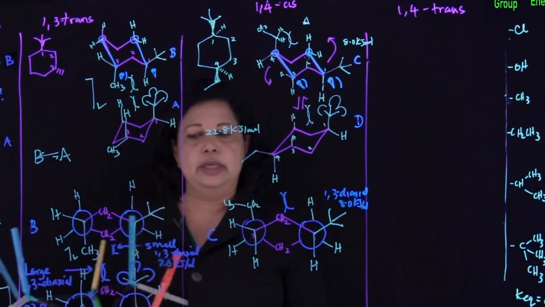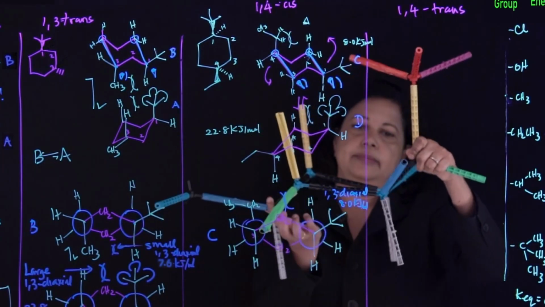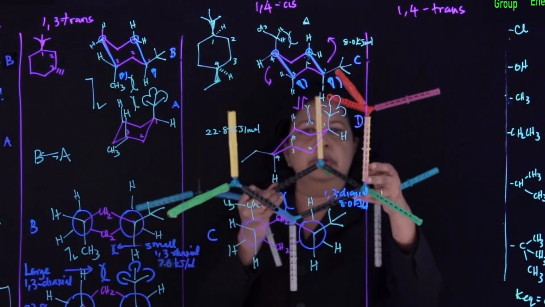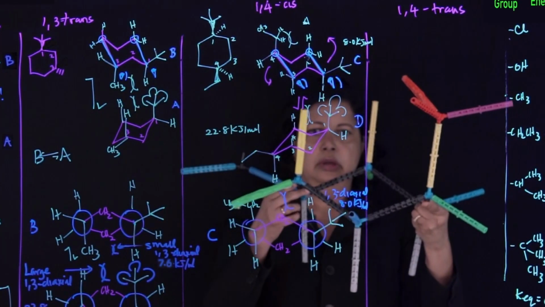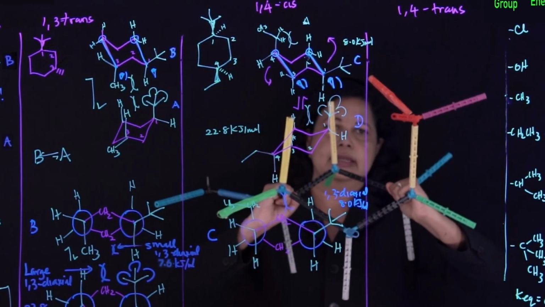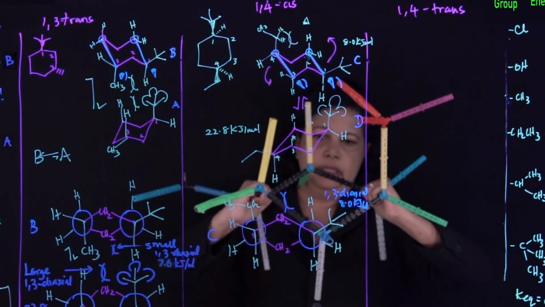So now we can draw the other one where we're flipping this to the other chair. So now this is up and this is down, and we're going to do the same thing. We're going to look through here, and we're going to look through here. These two where I'm holding, that's the carbon. So the front, what you see is the dot. Behind that is going to be the circle.